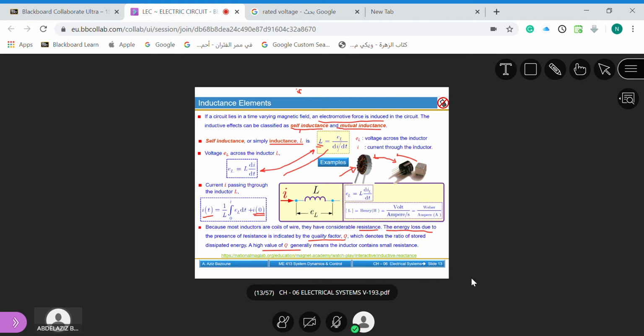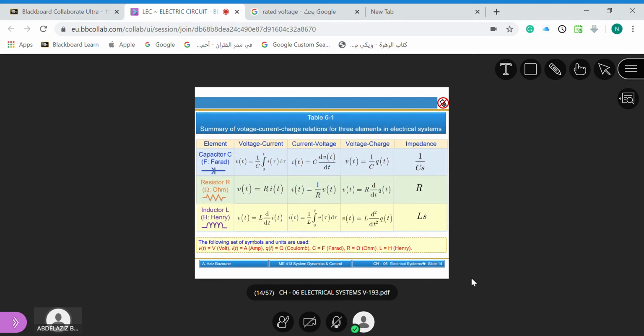If you have time, Shabab, can you go through this website here and look for this inductor and capacitor resistance?